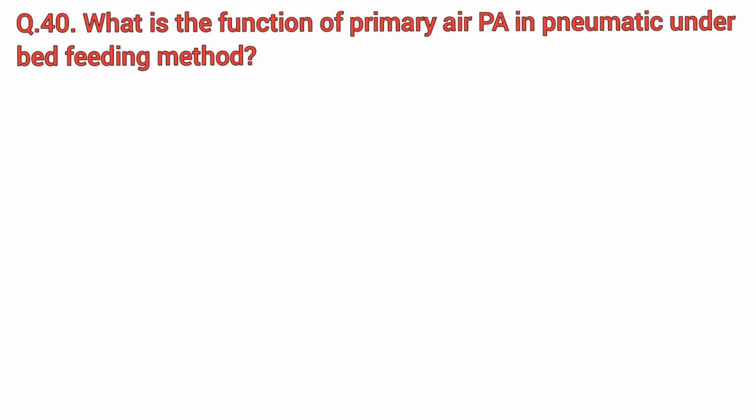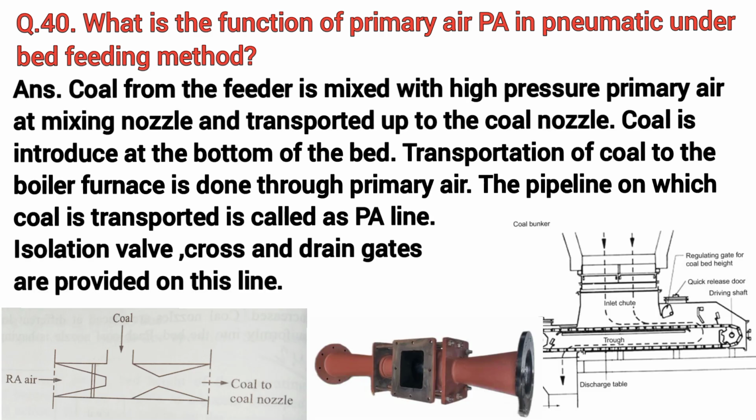What is the function of primary air PA in pneumatic under bed feeding method? Coal from the feeder is mixed with high pressure primary air at the mixing nozzle and transported up to the coal nozzle. Coal is introduced at the bottom of the bed. Transportation of coal to the boiler furnace is done through primary air. The pipeline on which coal is transported is called the PA line. Isolation valve, cross and drain gates are provided on this line.